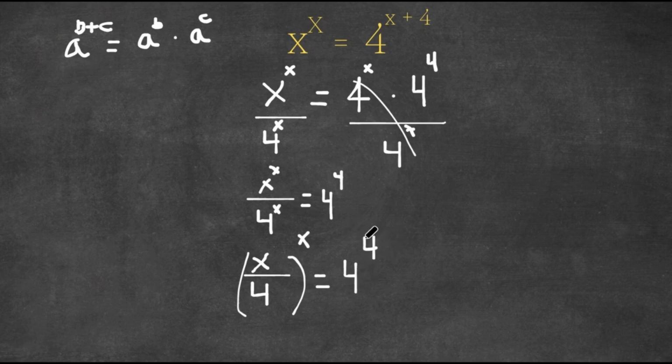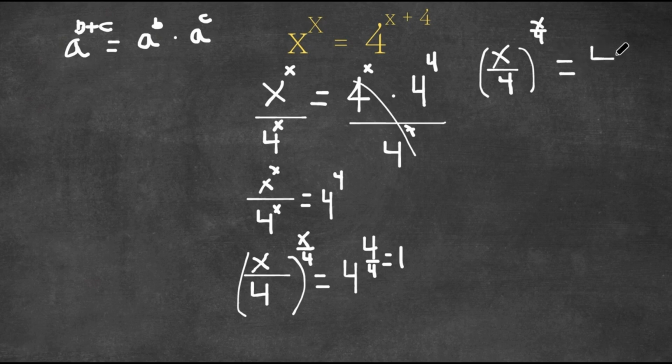Now we're going to take the 1/4 power of both sides. So we're going to power both sides to 1/4. So this would make this equal to x over 4, right? And this side, 4 to the power of 4 over 4. And 4 divided by 4 is 1. So we're left with x over 4 to the power of x over 4 equals 4, because 4 to the power of 1 is 4.